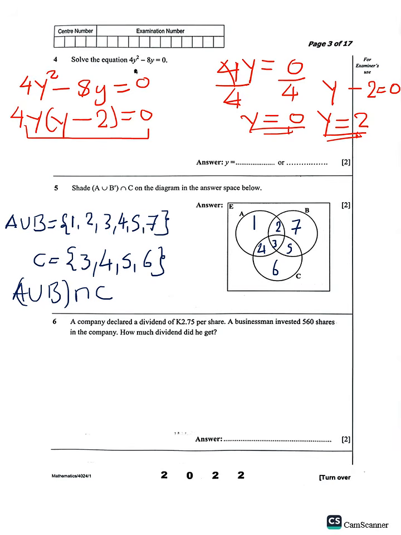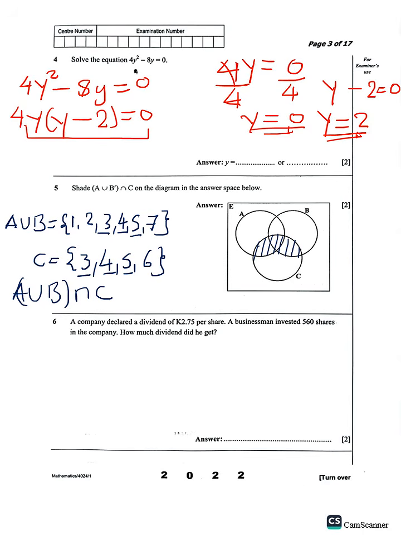So from the given two sets, we can see that 3 is common, 4 is common also, 5 is common. So 3, 4, 5 indicates the region of interest. So this is where you should shade. But let me just first get rid of this since we have found the area. So this is the region that must be shaded. Okay, now let's move on to question 6.